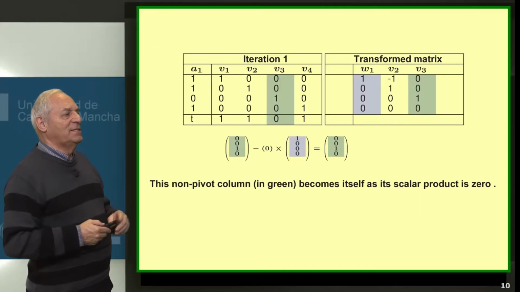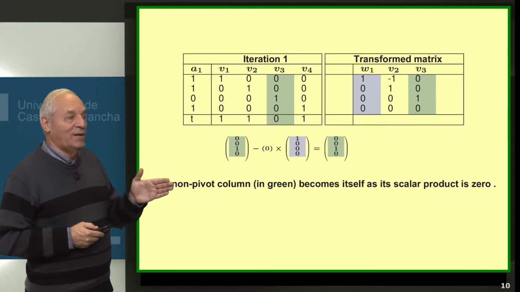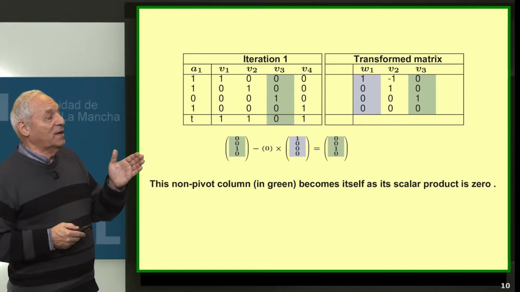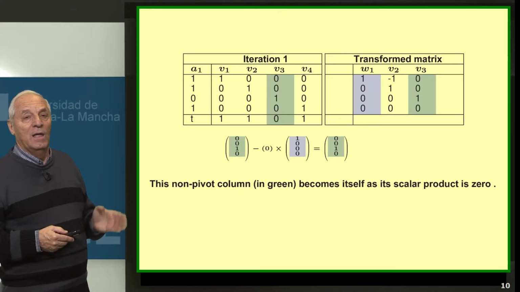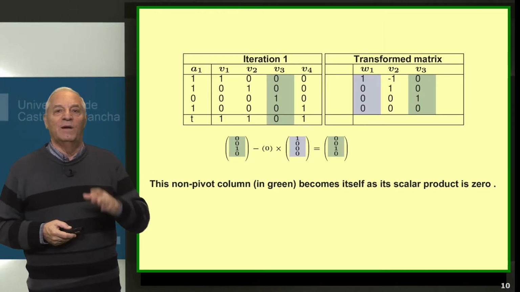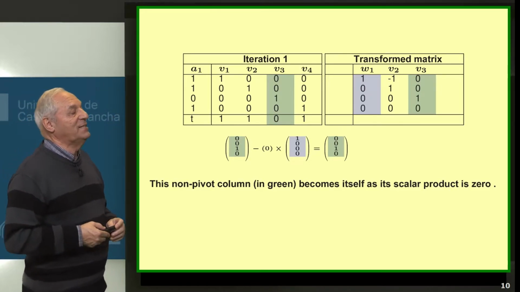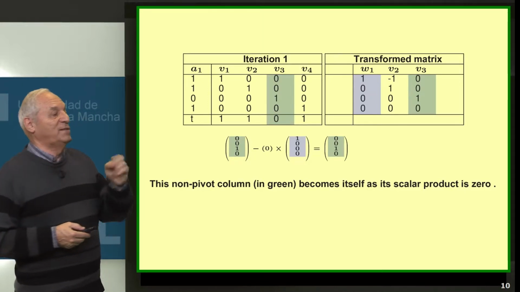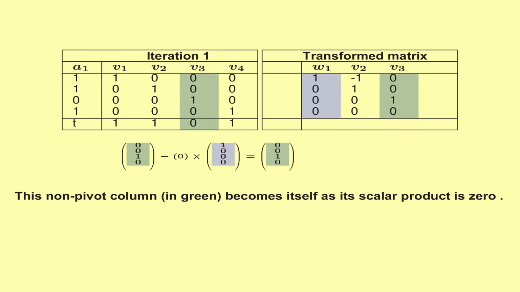With the next column, the same thing is done, the transformed will be itself minus its scalar product, that is 0, by the transformed pivot. Notice that, since it is 0 times the transformed pivot column, we subtract 0, and then the vector remains the same. Then, any column whose scalar product is 0 is copied, because it is that vector after subtracting a 0 vector. In this case, the column v3, which is 0, 0, 1, 0, transforms into 0, 0, 1, 0, and keeps the v name, because we have not used it as a pivot.